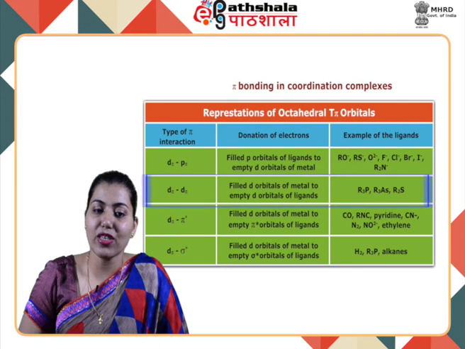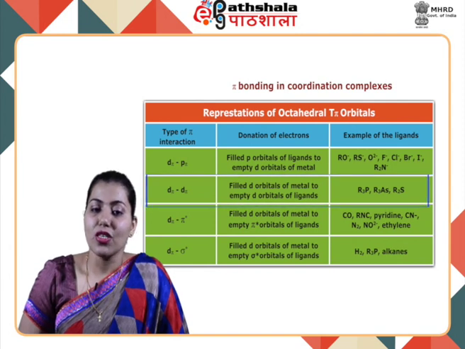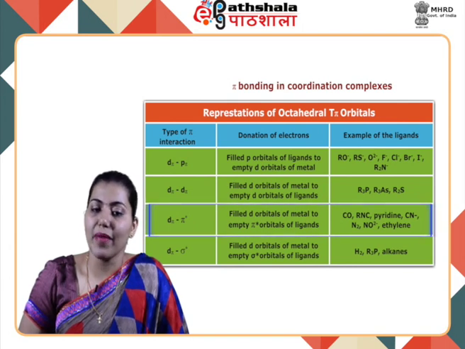For another interaction, that is d-pi d-pi interaction, filled d orbitals of the metal are transferred to the empty d orbitals of the ligand. In the third type of interaction, that is d-pi pi star interaction, the electrons from the filled d orbital of the metal are transferred to the empty pi star orbital of the ligand.